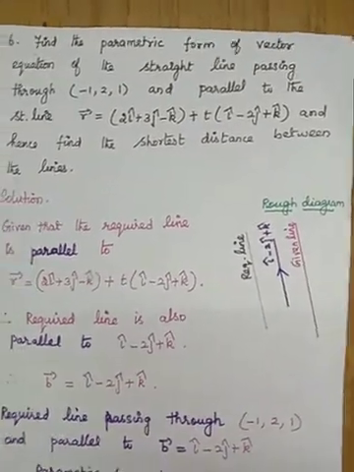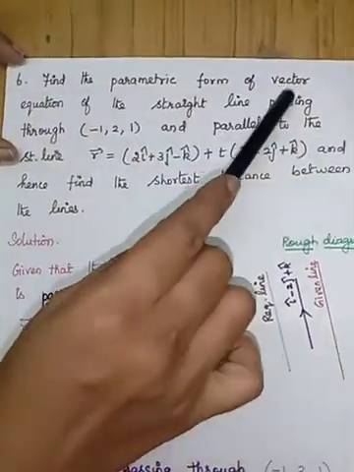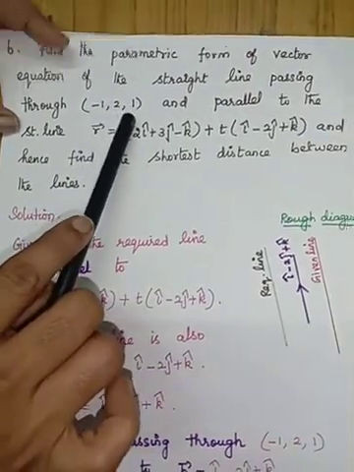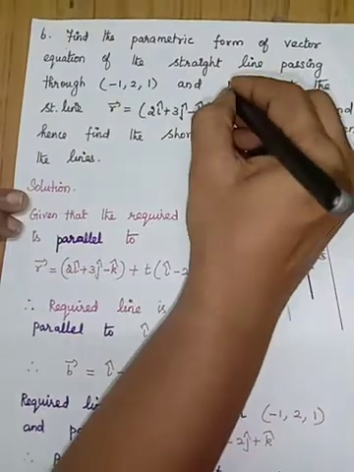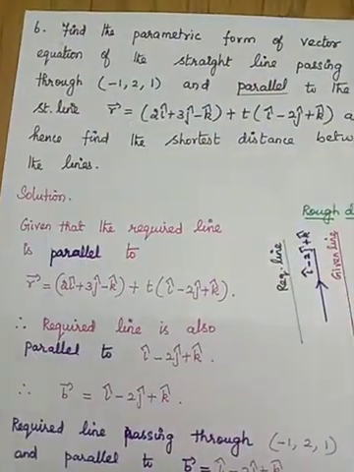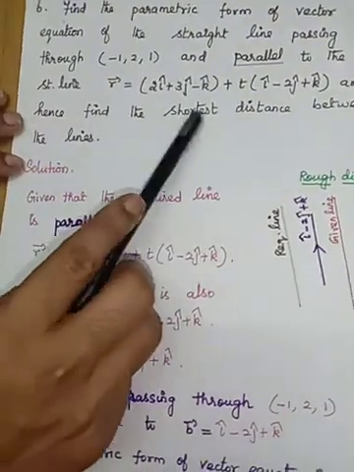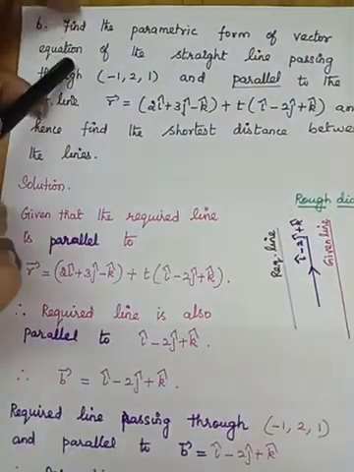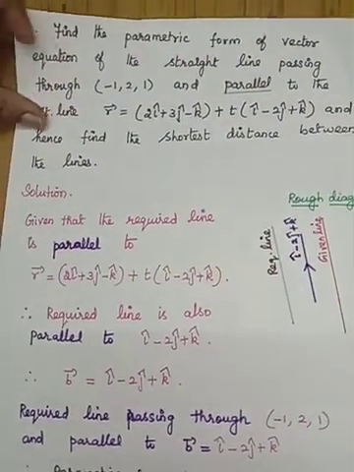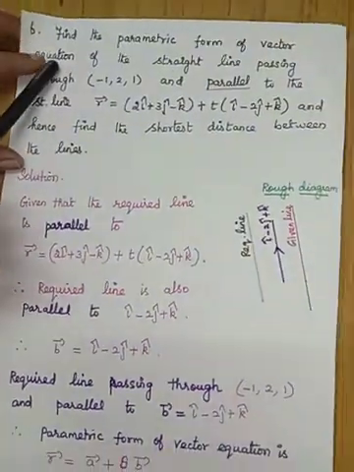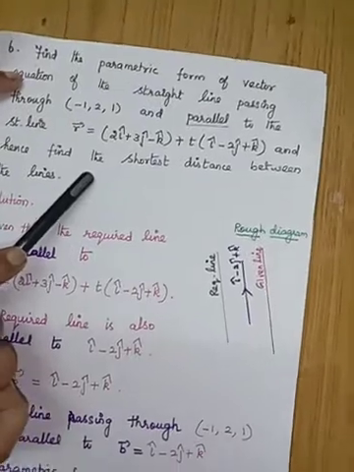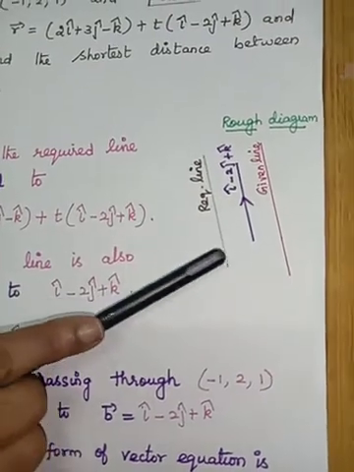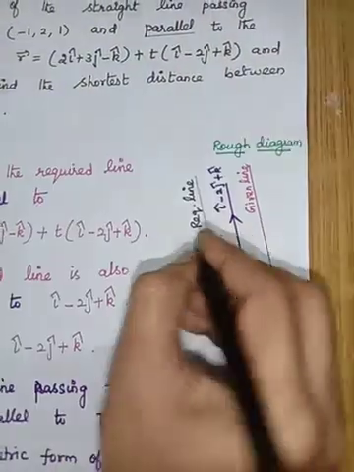Okay, come to the sixth problem. Find the parametric form of vector equation of the straight line passing through minus 1, 2, 1. And what is given here? Parallel to another straight line. And hence find the shortest distance between the lines. First, what is asked? Parametric form of vector equation. Cartesian equation is not asked, so here only the parametric form of vector equation. And also you have to find the shortest distance between the lines. You see the rough diagram. This is the required line. This required line passes through which point?